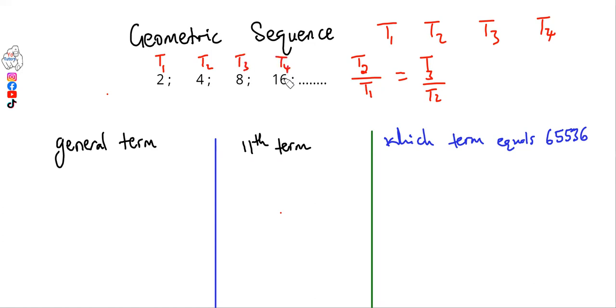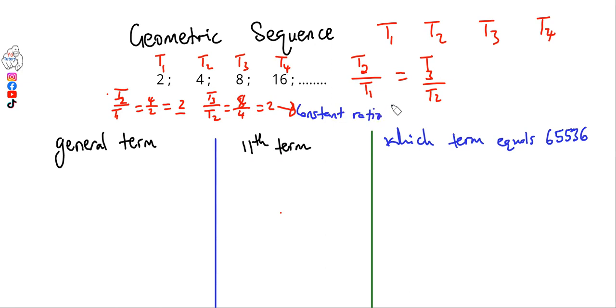here is our T4. So if we say 4 divided by 2, what we get is T2 over T1, which gives us 2. Then if we divide T3 over T2, we get 8 over 4, which gives us 2. It goes on like that. 16 divided by 8 also gives us 2. So we refer to this as our constant ratio. This is our R.